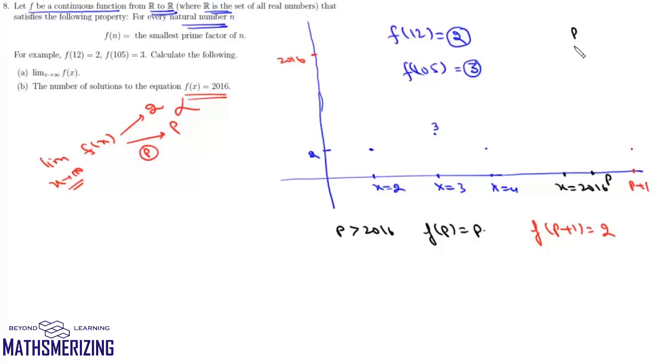Now this function is continuous. It will take all the values between 2 and p. So there is at least one solution between p and p plus 1, and there will be infinite primes which are greater than 2016. So in this way, there will be infinite points where the value of f(x) is 2016. So the number of solutions to this equation is simply infinite.